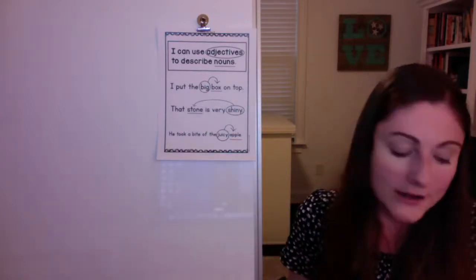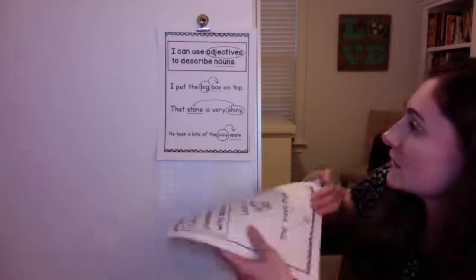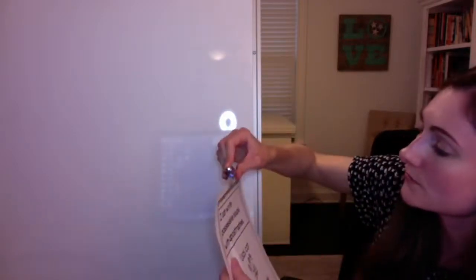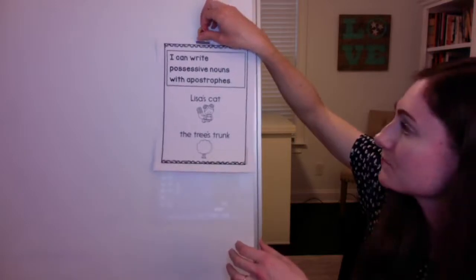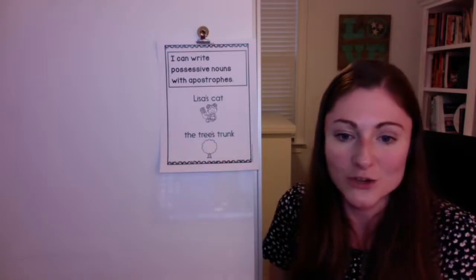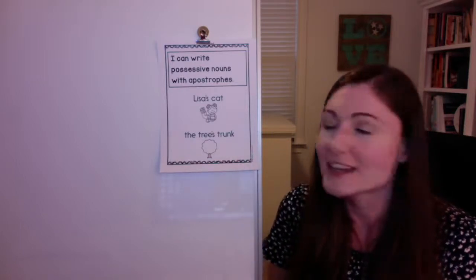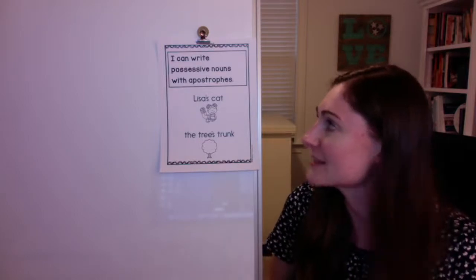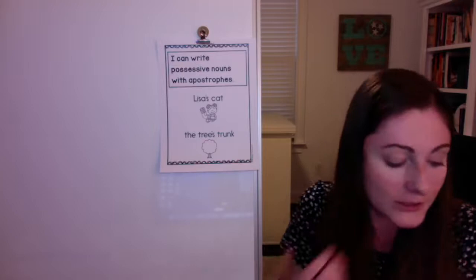So now we're going to look at an example week of second grade Grammar Alive, and I chose a different skill just to give you a sense of that. Just like with kindergarten and first grade, we're going to move through the phases of explore, practice, and apply. So this skill is one that can be a little bit tricky for second graders, even older kids I've seen. So that's actually why I chose it. And our I can write possessive nouns with apostrophes. So Lisa's cat, the tree's trunk.